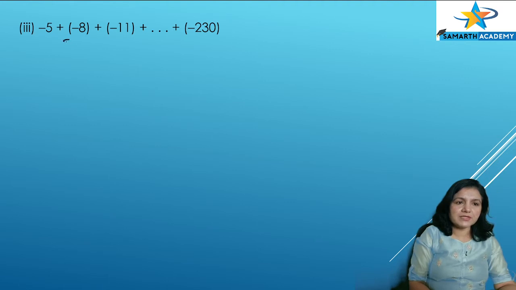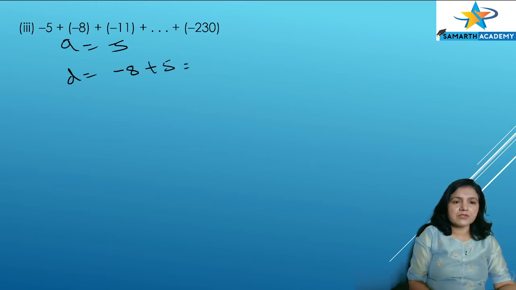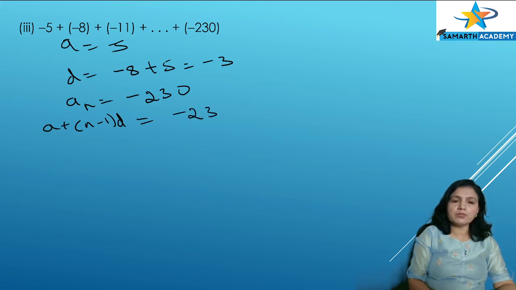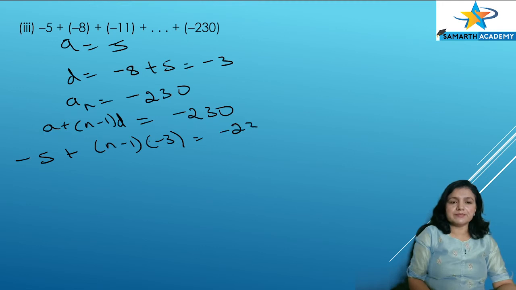Of the given terms, a equal to minus 5, d is equal to second term minus first term. So this becomes minus 3, and here an, the last term, is minus 230. With the help of this, we will find out the number of terms, that is n. a plus (n minus 1) into d equal to minus 230. Put the values of a and d: minus 5 plus (n minus 1) into minus 3, equal to minus 230.